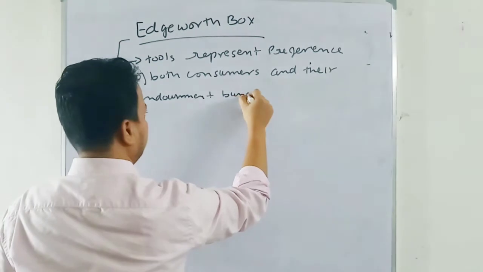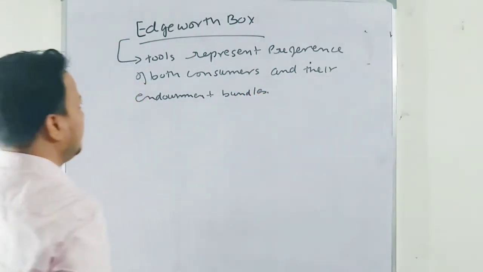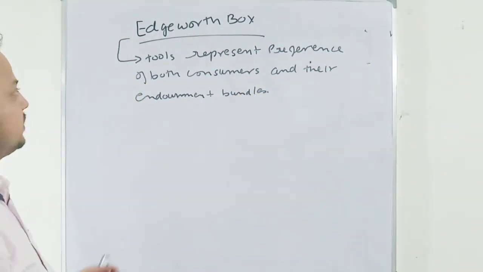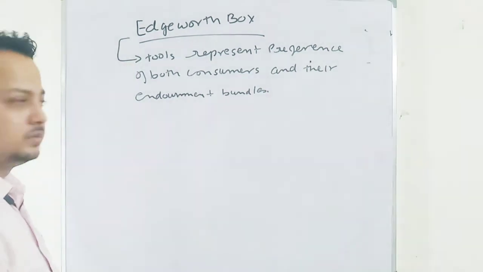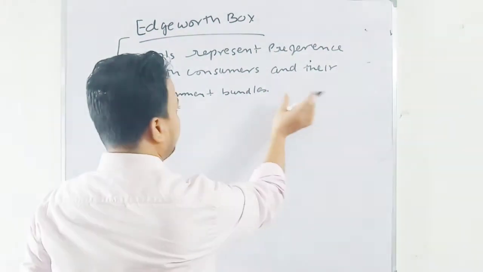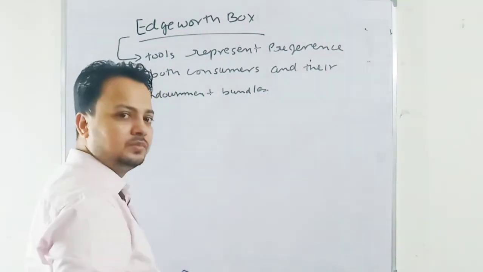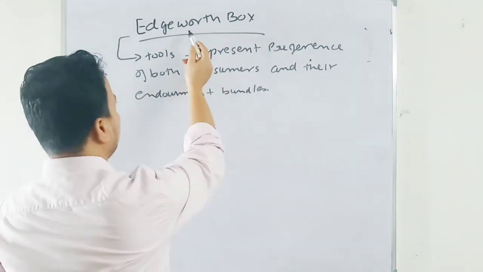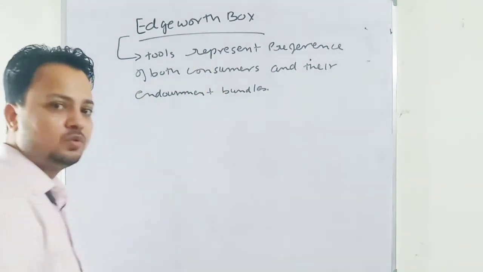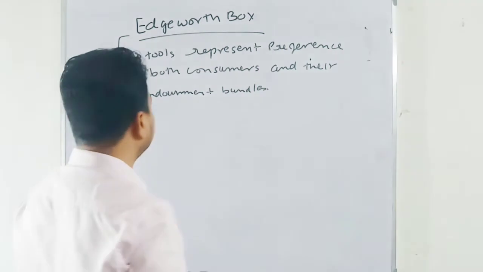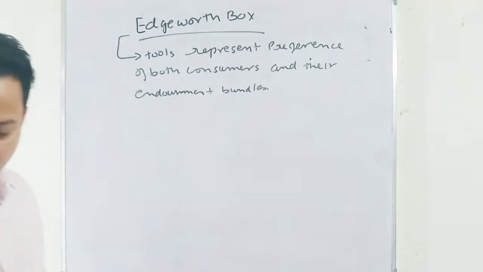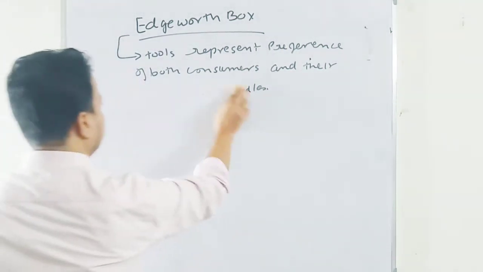And we know the dimension of the Edgeworth box from the endowment that the consumers have. So the dimension of the Edgeworth box is determined through endowment. So this we have done.